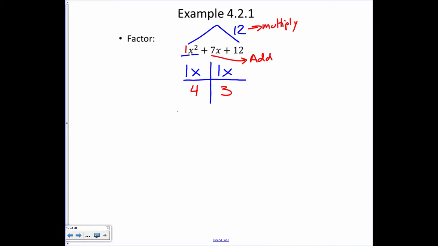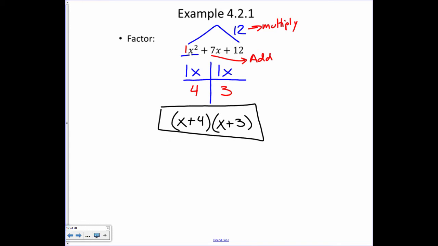And the factored form is just 1x plus 4, or x plus 4, and x plus 3. Each side of the box represents one of the factors. And so here's our factored form of x squared plus 7x plus 12. If you want to check your answer, FOIL those things, and you should get back what you started with.